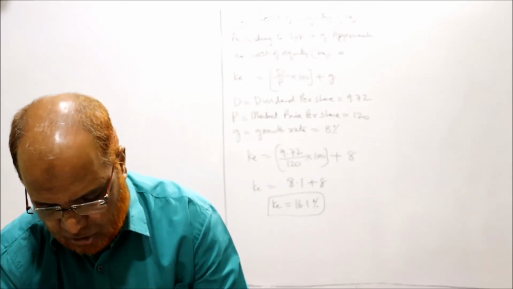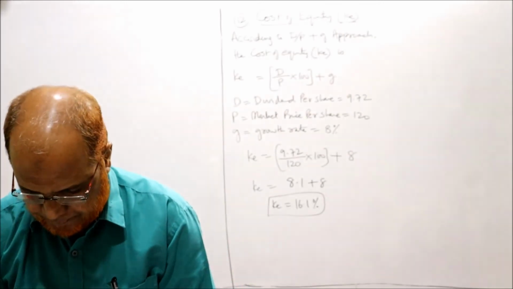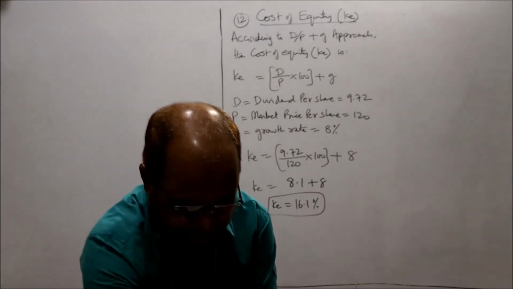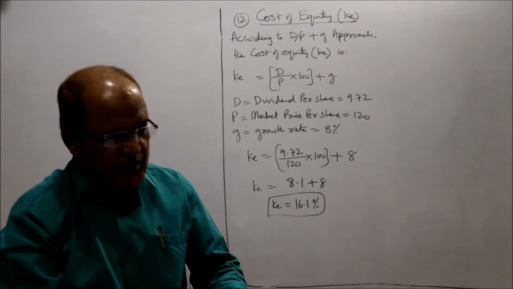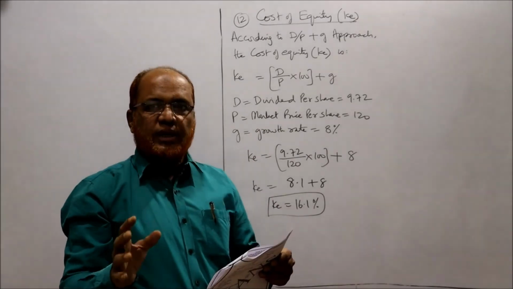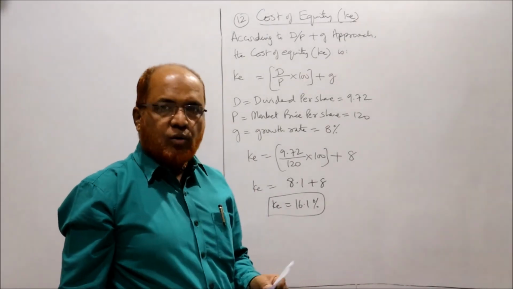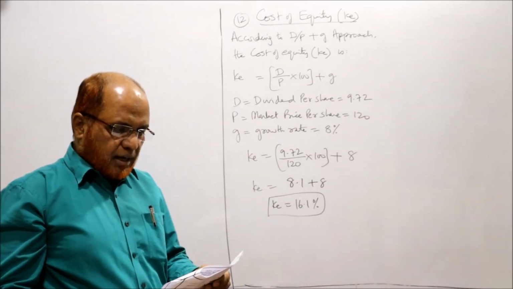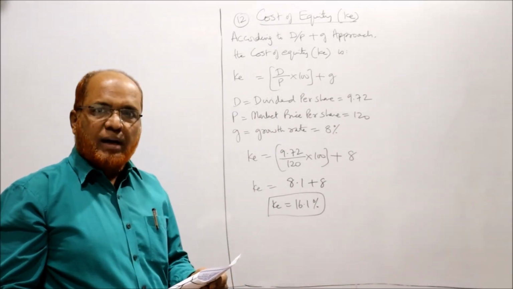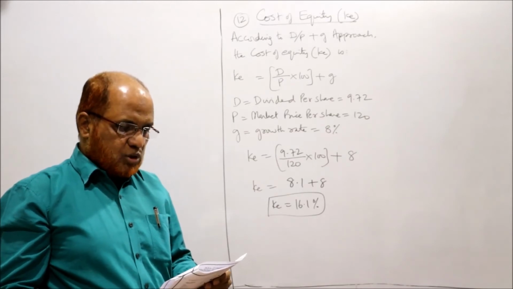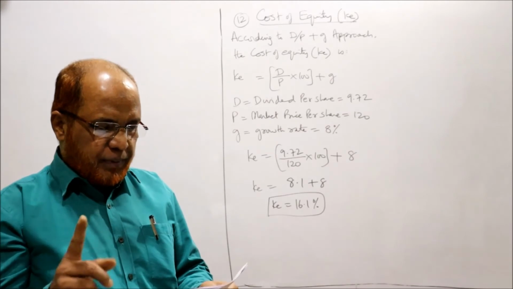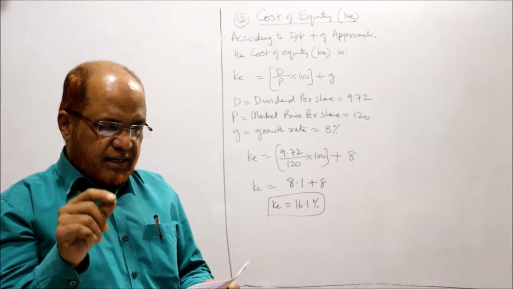Now see the 13th problem. Problem number 13. Your company's share is quoted in the market at rupees 20 currently. The company pays a dividend of rupee 1 per share. So market price of share is 20 rupees, dividend per share 1 rupee, and the investors market expects a growth rate of 5%.